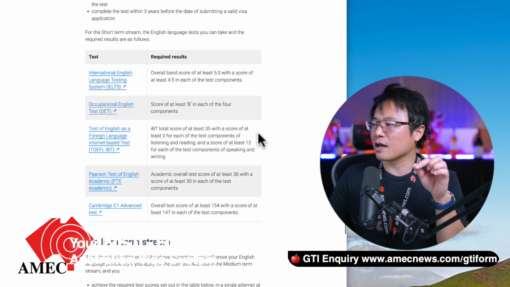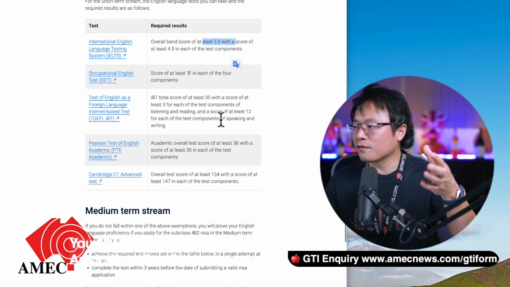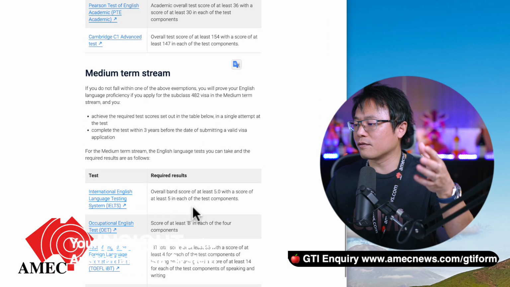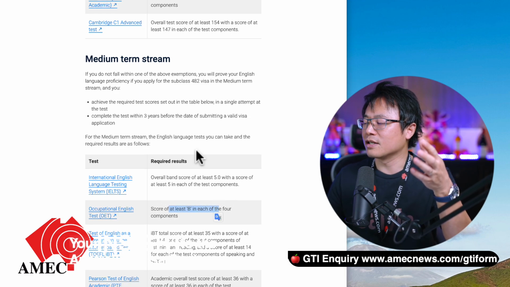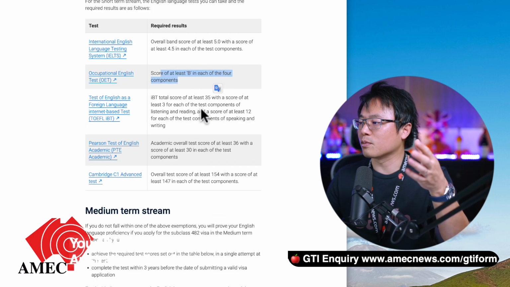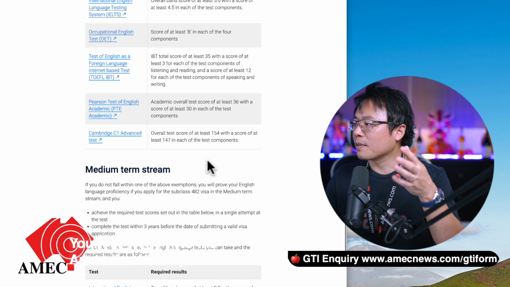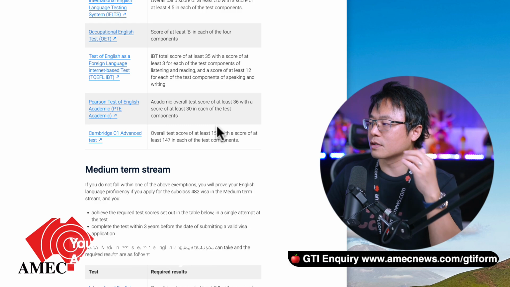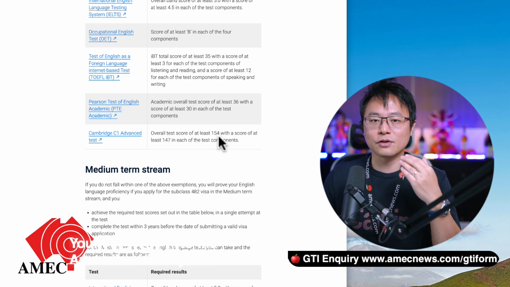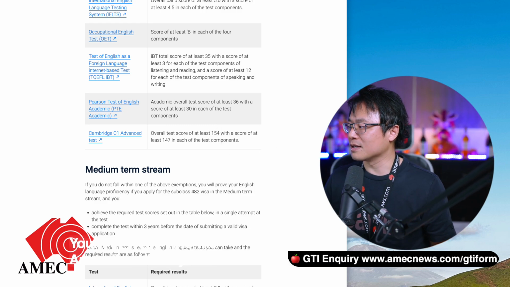So what's the difference here? Overall is all 5. So I'm not too sure. And if you look at OET, it's all at least B. OET is B there as well. TOEFL, a little bit of difference, I think. Not much of differences. So as long as you can reach IELTS 5, that is not a problem.